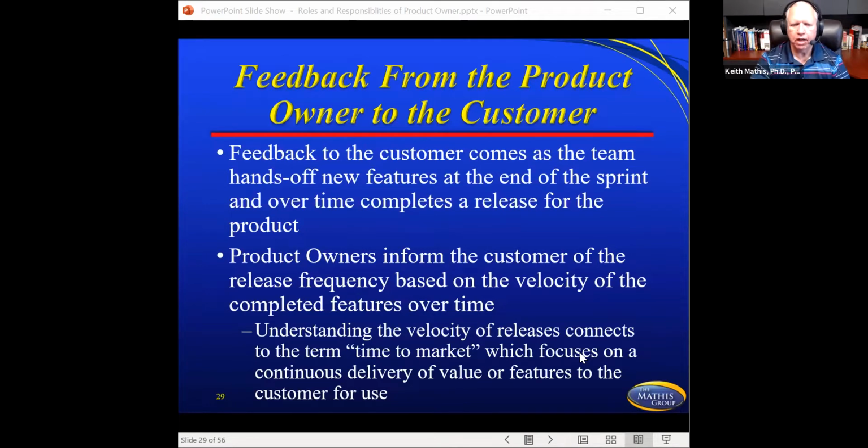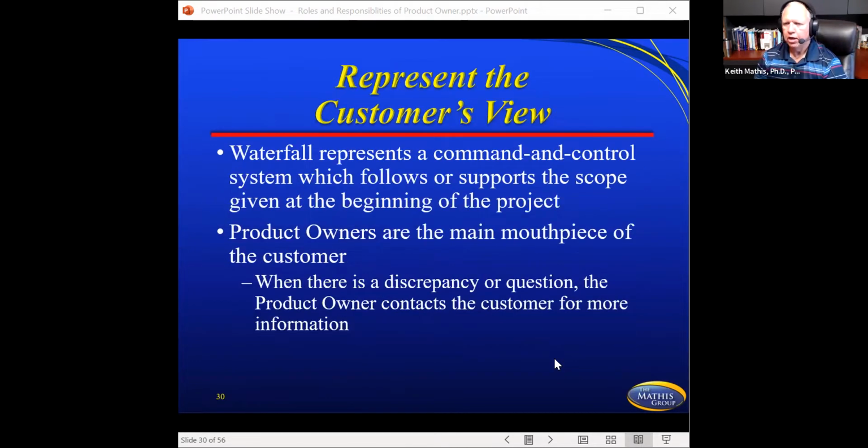And understanding the velocity of releases connects to the team, the time to market, which focuses on continuous delivery. Because remember, the idea is they're getting continuous delivery every few weeks, and they're able to have something tangible that they're going to be able to start using. So they represent the customer's viewpoint. So that's what the product owner is supposed to be doing.